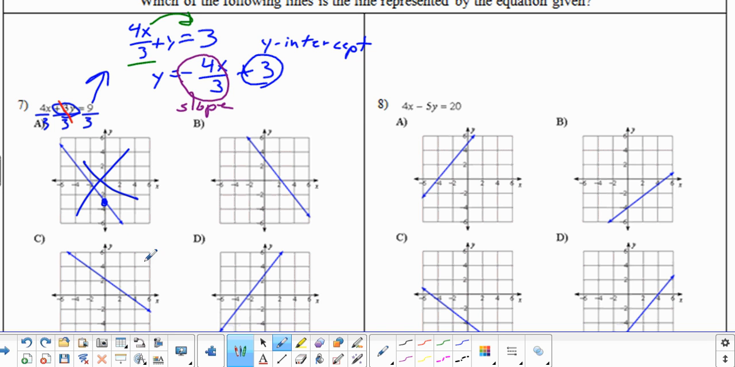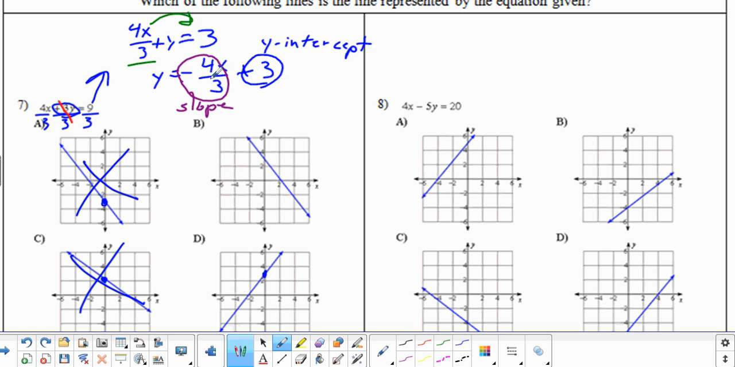Choice C, no, that crosses the y-axis at 2. That's not 3, so I know that C is out. D crosses the y-axis at, yep, right there. That's halfway between 2 and 4, so that's a possibility. So it's between B and D. So we have to move on to the slope.